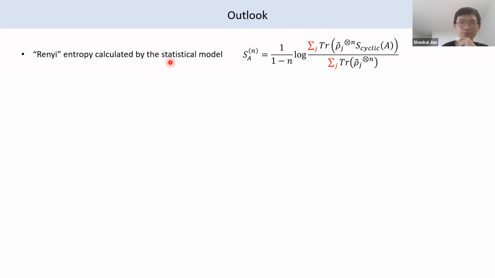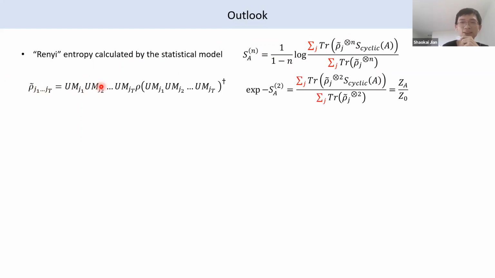So here's a very brief outlook. The Rényi entropy calculated by the statistical model is given here. We have the quantum trajectory average in the numerator as well as in the denominator, and this rho theta is actually a normalized density matrix. In this case, we can map the second Rényi entropy to the free energy of the configuration with and without boundary condition.